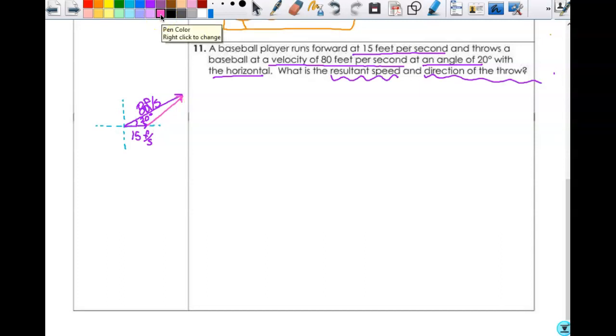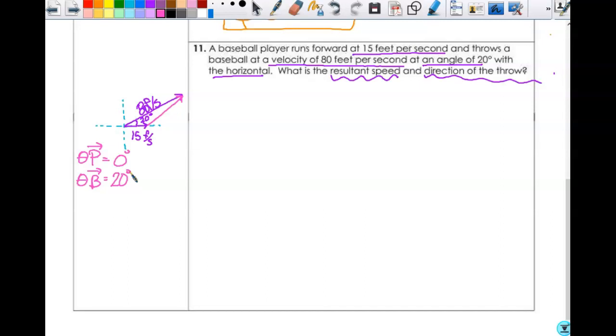Okay, so the angles that we need are theta. We'll do the player and the ball. So the theta for the player running forward, his angle is 0 degrees. The theta for the ball, that's 20 degrees. So it was kind of given to us. We didn't have to figure it out from bearing, but that's what's happening there.